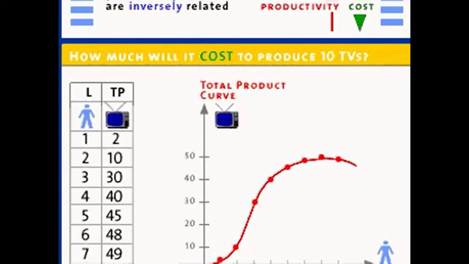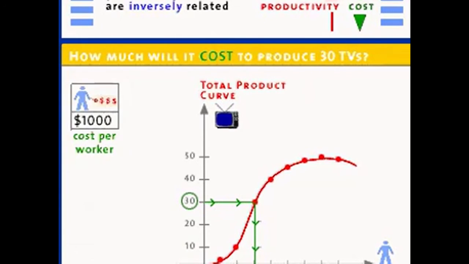If we want to, however, increase our output up to 30 television sets a week, going over to the curve, we're going to have to hire 3 workers. Now think about this for a minute. Once you know how many workers you have to hire, you know how much it's going to cost you in labor expense. Remember, those 2 workers cost you $1,000 each for a total of $2,000. If you want to make 30 television sets a week, you've got to hire 3 workers. That's going to cost you 3 times $1,000 or $3,000 a week.